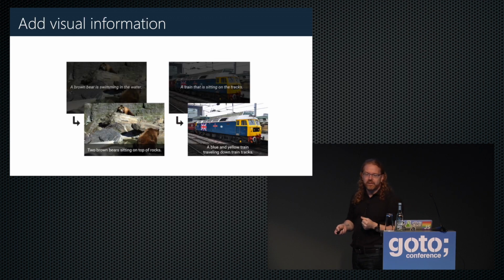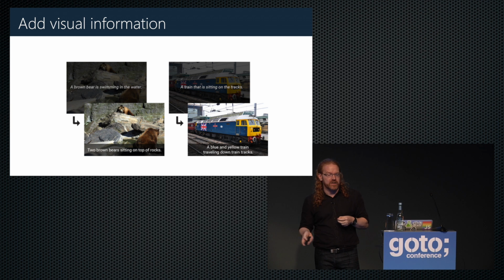And they also take it together with the image data. For example, instead of saying there's a train with a Union Jack on the side, it says it's a blue and yellow train because it also detected how many pixels are blue and how many are yellow. And there's 2 brown bears as well instead of just 2 bears.